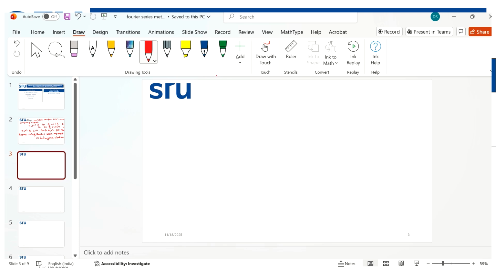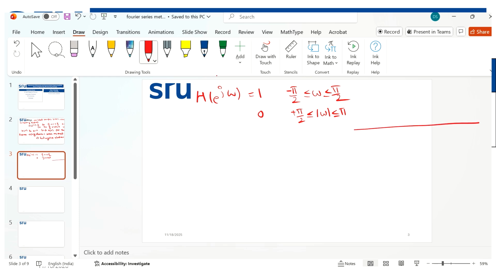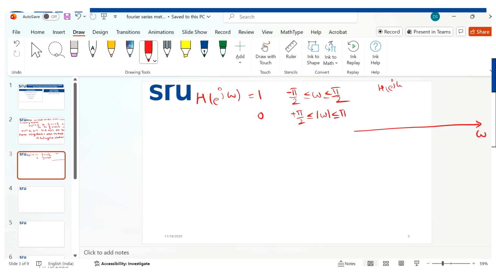First, given h of e power j omega is equal to 1 for omega values from minus pi by 2 to plus pi by 2, that is mod omega less than or equal to pi by 2, and 0 for pi by 2 less than or equal to mod omega less than or equal to pi. So if you are identifying the entire omega, the x-axis is omega and the y-axis is h of e power j omega. Next, this is a 0.